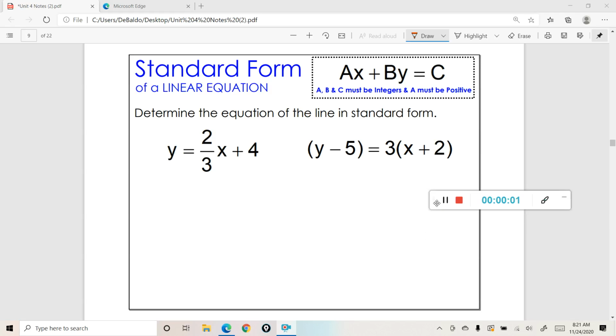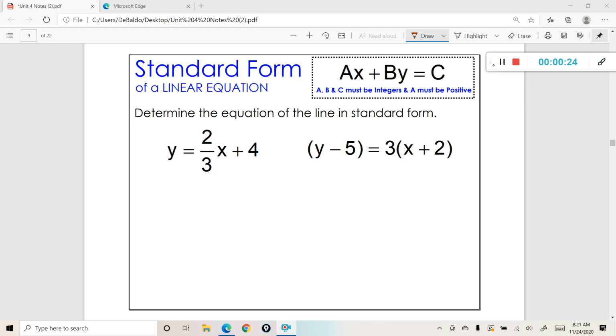In this lesson, we're going to talk about standard form of a linear equation. This is the third form of a linear equation that we're going to talk about. So this is the formula for standard form: AX plus BY equals C. If you see an equation in this format, then that means that the linear equation is in standard form.